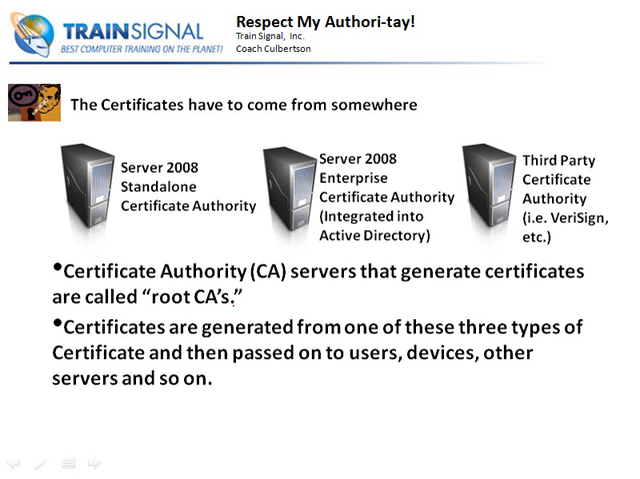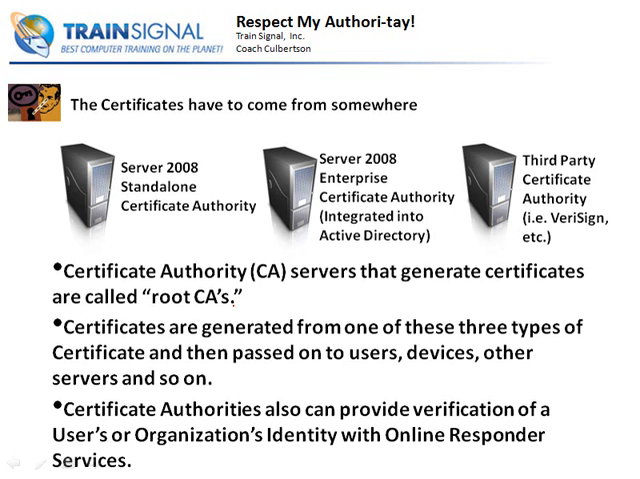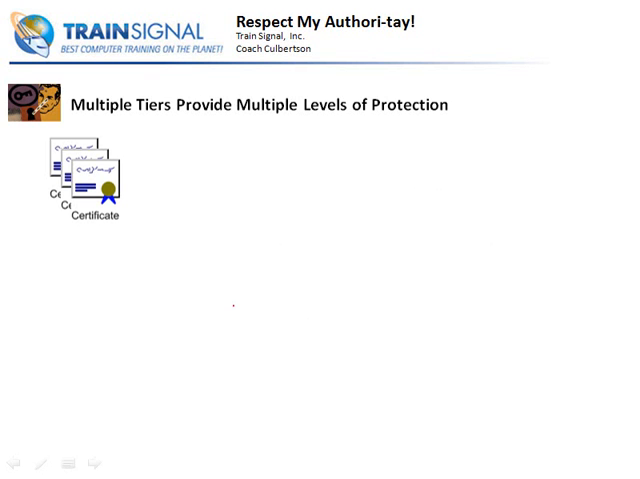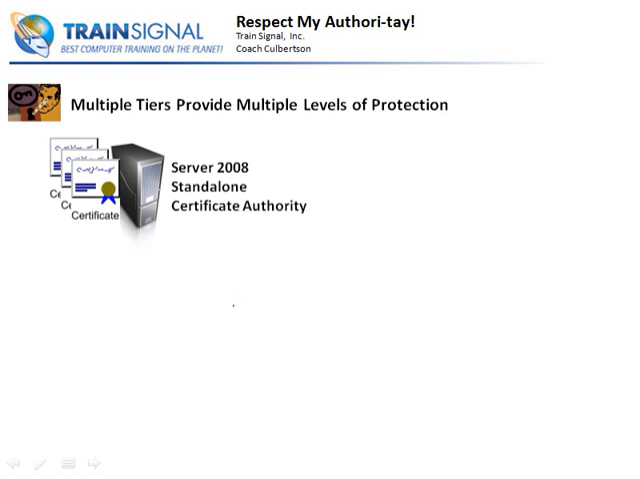Now, certificates that are generated from one of these three types of CAs are then passed on to users, devices, and servers, and so on. And these certificate authorities also provide authentication of a user or organization's identity with use of some kind of online responder services. And we'll talk about those in just a little bit when we talk about the whole idea of revocation lists.